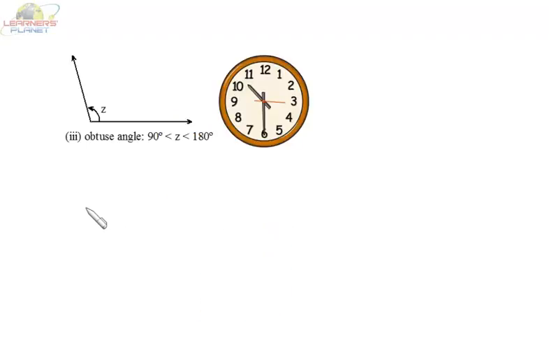Now, if the angle between two lines is more than 90 but less than 180 degrees, then we call it an obtuse angle. Here this is a ray and this is a ray, and the angle Z is formed between these two rays, and the value of Z is more than 90 but less than 180. So we can call it an obtuse angle. Here we see a clock. It's around 10:30, and the angle between the two hands is an obtuse angle, since it is more than 90 but less than 180.